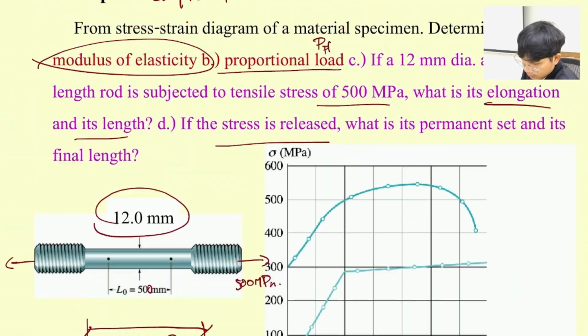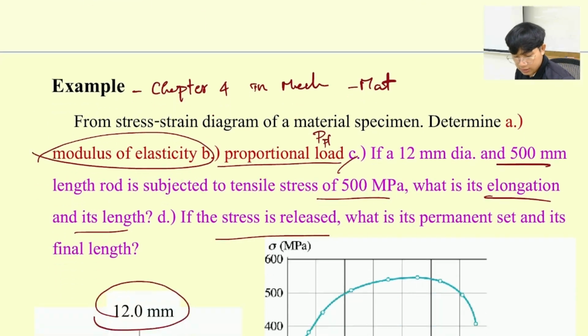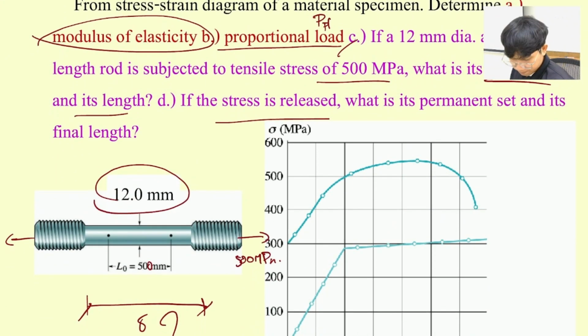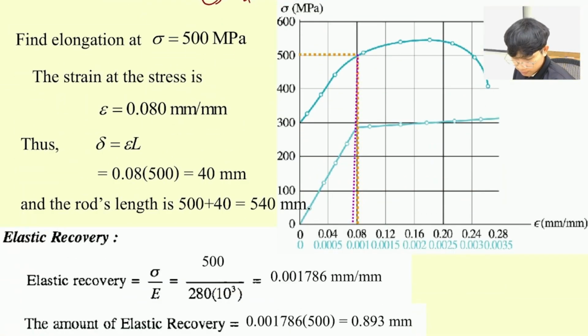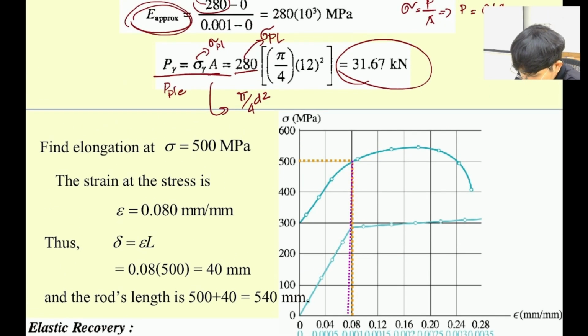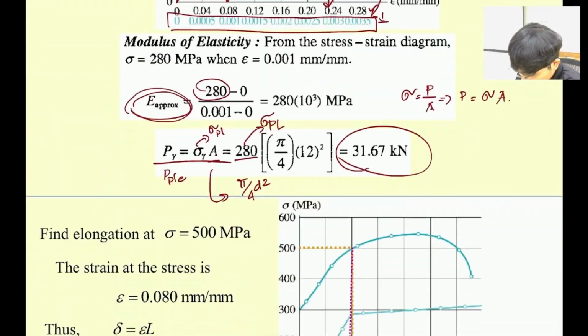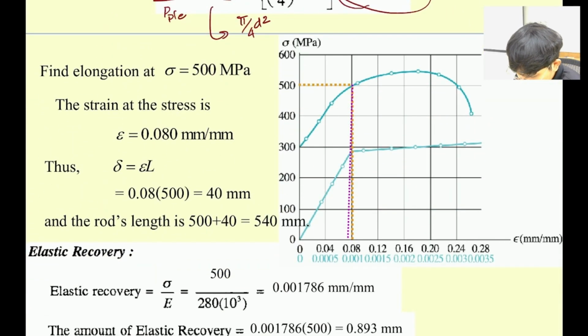Okay, as we would like to find the proportional load. C is going to be the elongation of the rod. They said, what if I pull it to 500 megapascal? What happened? So if I pull it to 500 megapascal over here, and then I know that the yielding stress over here, this one is larger than the yielding stress.